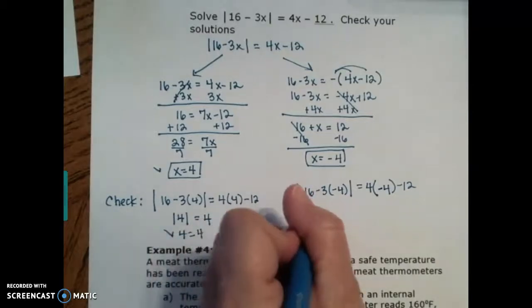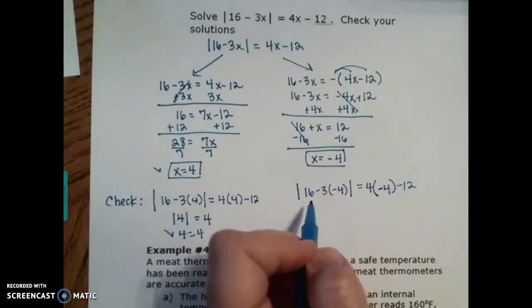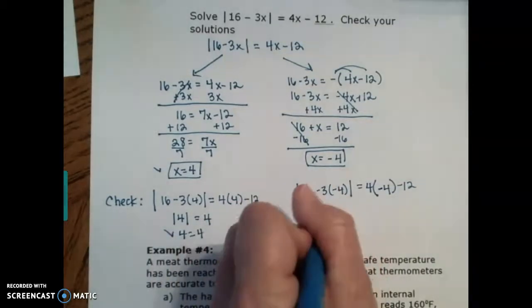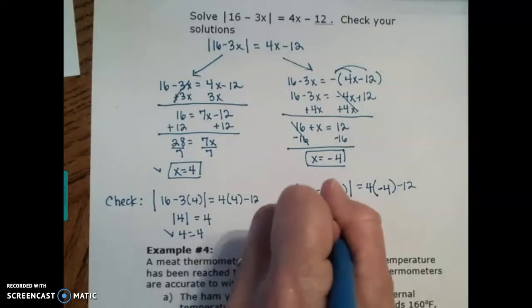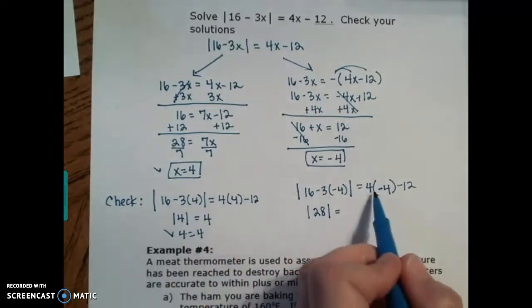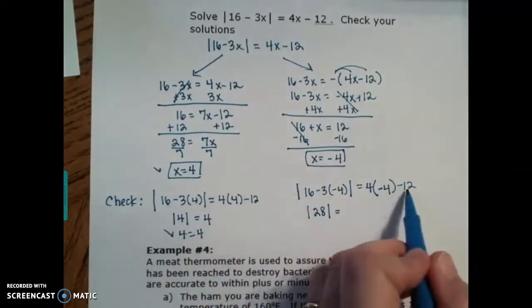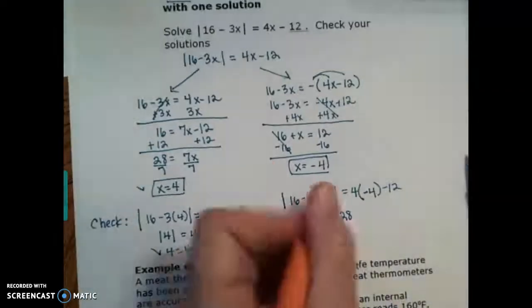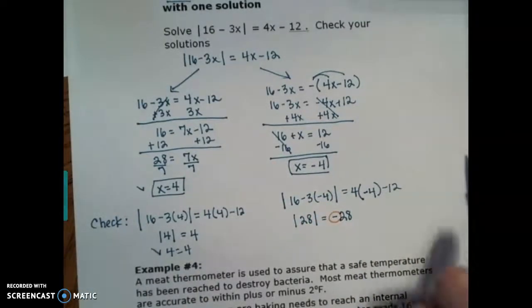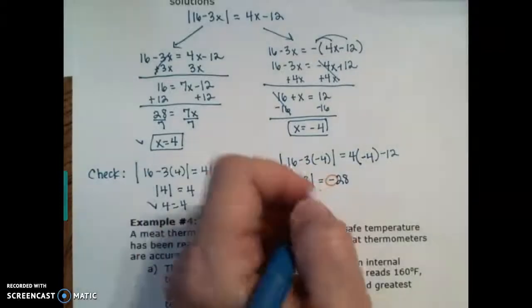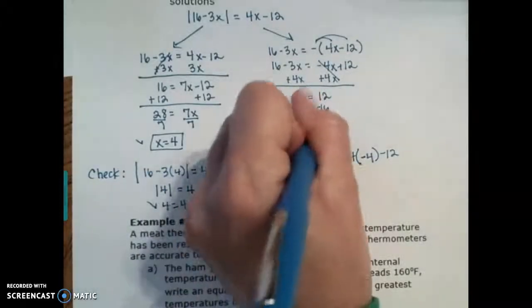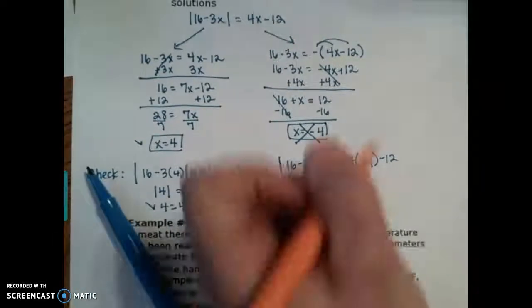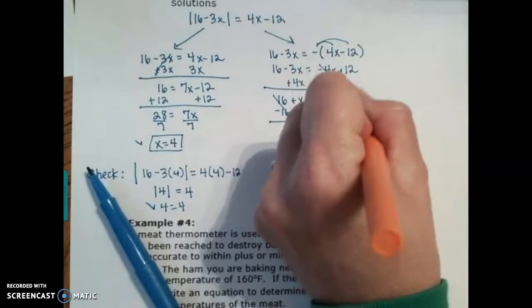So this is really going to be 16 plus 12, which would give us 28, the absolute value of 28. Then we would have negative 16 minus 12, which would be negative 28. Again, absolute value cannot be equal to a negative. Therefore, we're going to mark this out and call this the extraneous solution.